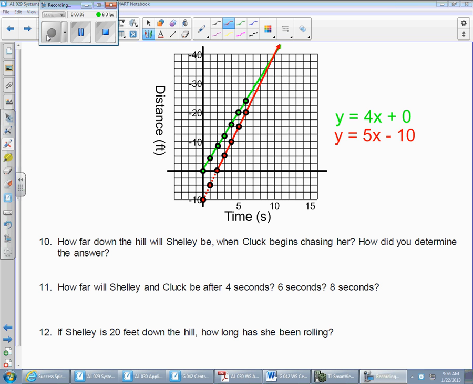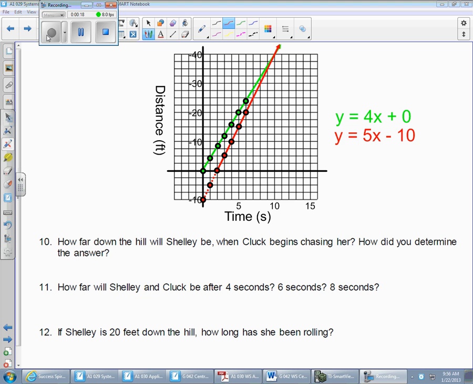Okay, today we're going to finish up this Cluck and Shelley worksheet that we were working on in groups from Friday. We did not get to all of the questions in all of the classes, so we're going to kind of rewind a little bit, answer a few of these questions as we go.